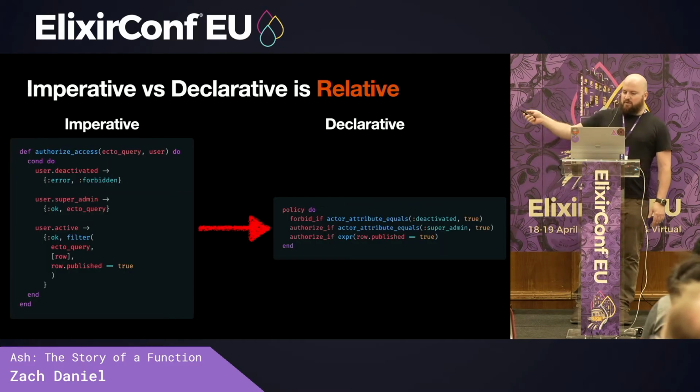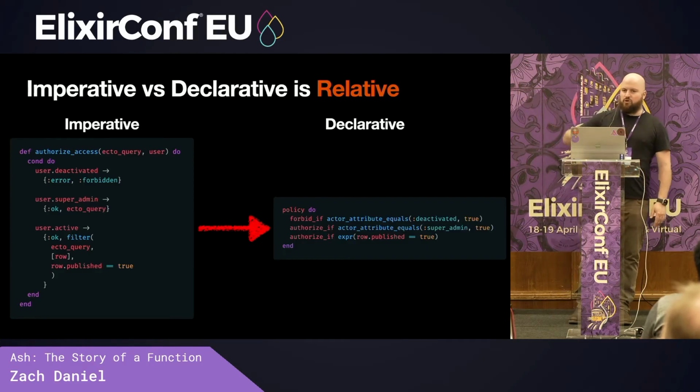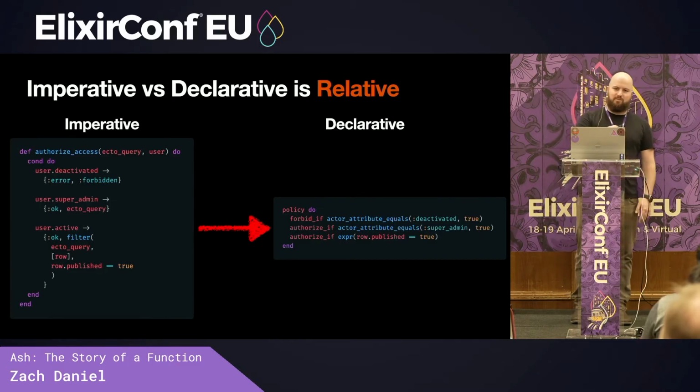This is another example, and this is an example from Ash. An imperative version of authorization might look like this, where we have a function and we check each of our checks, we do them in order, and we return what we want to return. And again, this isn't bad code. But in Ash, we have policies, and these look really similar. You read them like a workflow, but these are data. They are not code in the sense of this imperative example.